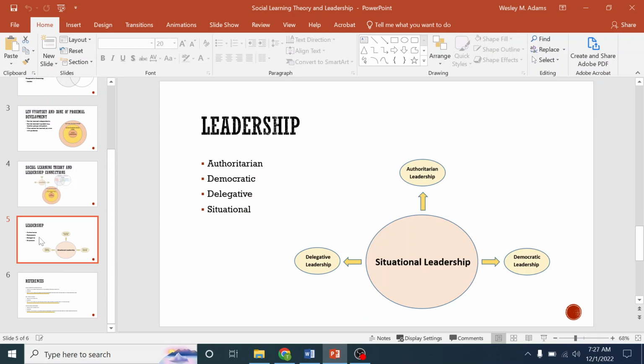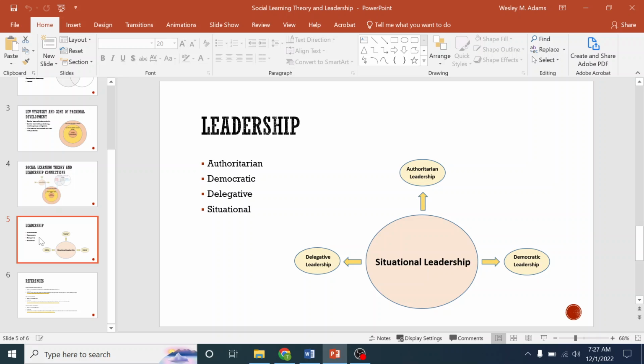Now, there are a bunch of different models of leadership, and I'm not going to cover all of those in class, just the ones that most people can directly relate to. So yes, you have transactional leaders, transformational leaders, you have empathic leadership, you have a bunch of different models. But let's get into the big picture items on leadership. You have authoritarian, you have democratic, and you have delegative. We'll get to situational in just a second.